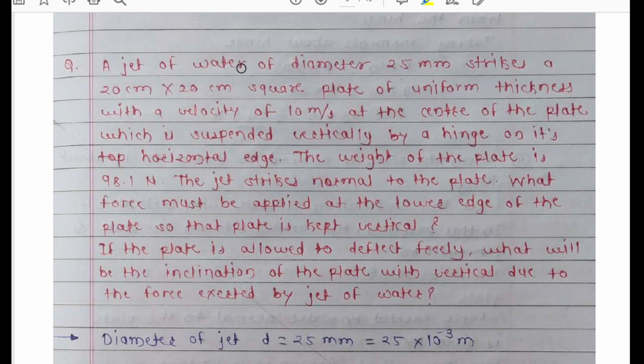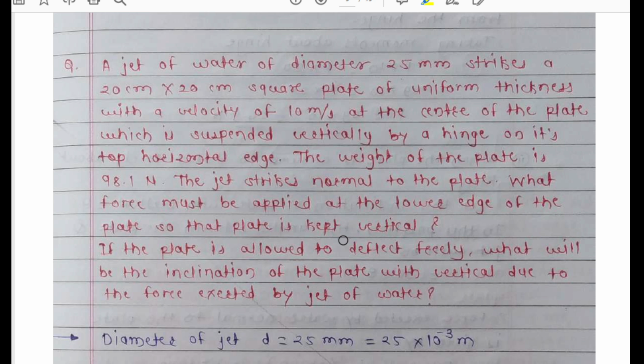Now, a jet of water of diameter 25 mm strikes a 20 centimeters into 20 centimeters square plate of uniform thickness with a velocity of 10 meters per second at the center of the plate, which is suspended vertically by a hinge on its top horizontal edge. The weight of the plate is 98.1 newtons. The jet strikes normal to the plate. What force must be applied at the lower edge of the plate so that the plate is kept vertical?